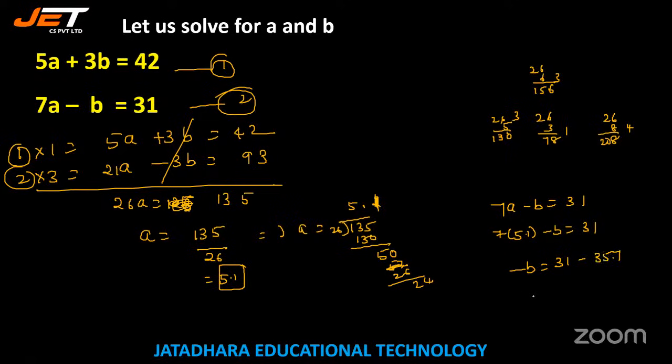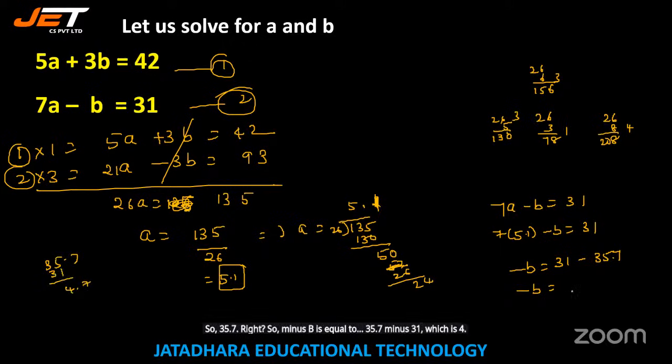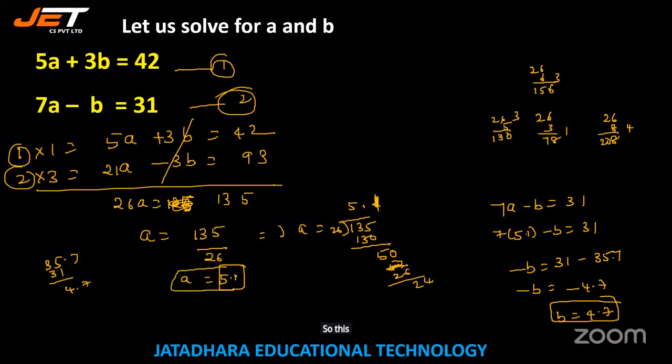So 35.7, right? So minus b is equal to 35.7 minus 31, which is 4.7. Minus b is 4.7, so b is equal to plus 4.7, okay? So this is A and that is B.